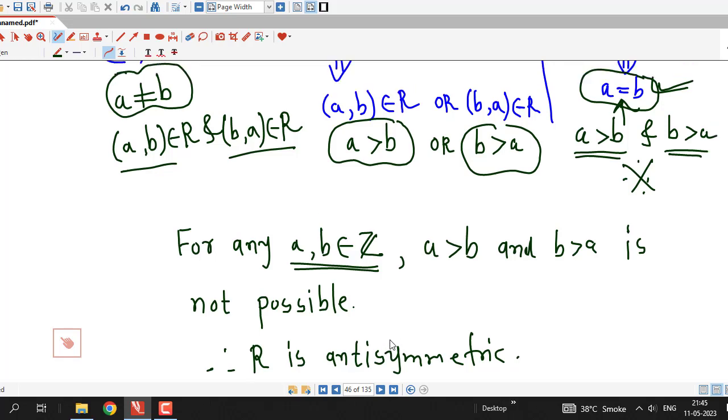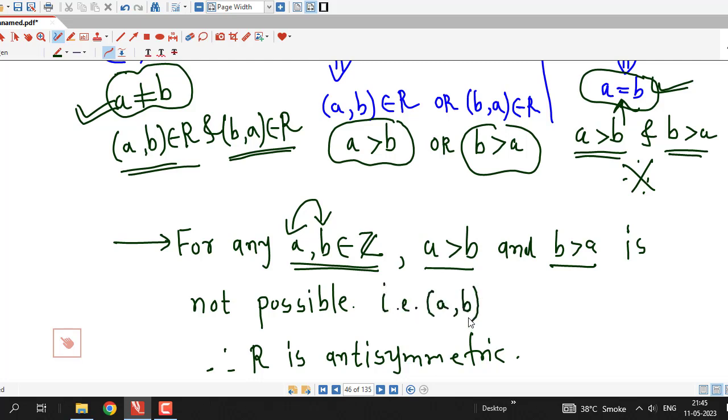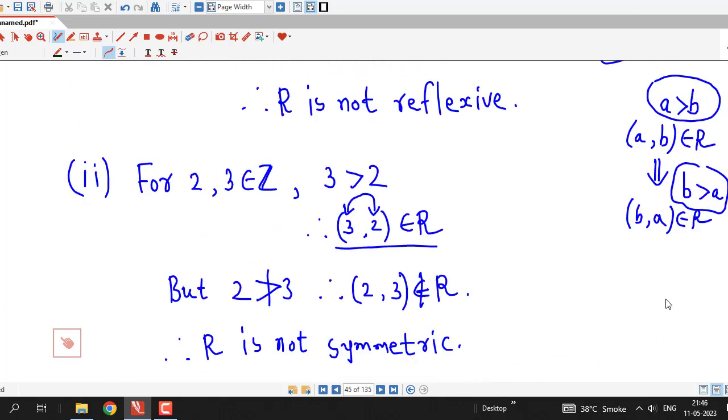A relation is not antisymmetric if we can find two distinct elements such that (a, b) belongs to R and (b, a) belongs to R. But here this is not possible for any two elements in the given set. a greater than b and b greater than a is not possible. Or we can write that (a, b) belongs to R and (b, a) belongs to R is not possible. Therefore, R is an antisymmetric relation.